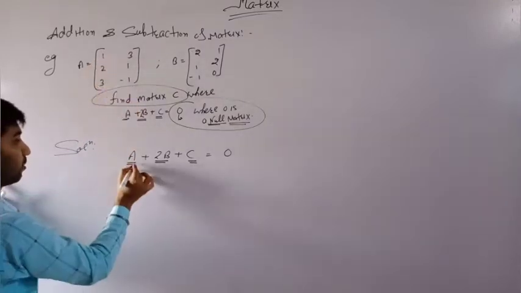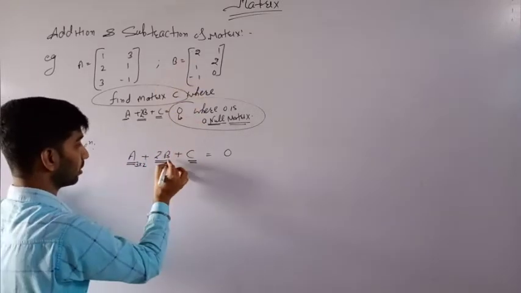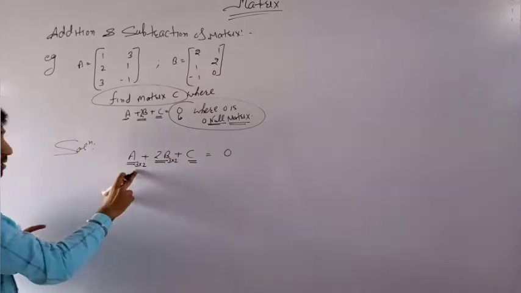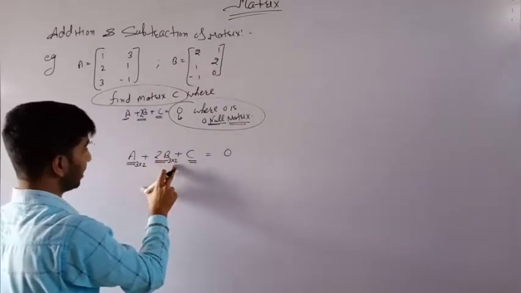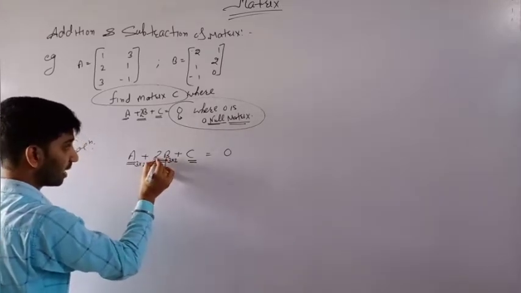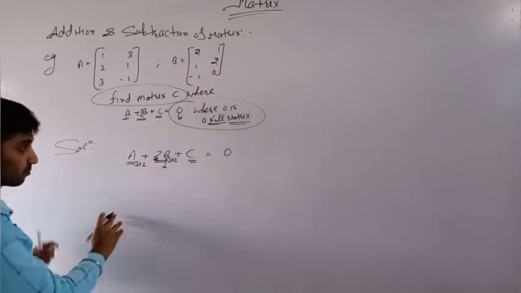1 2 3 row, 2 column. Order of B is 3 row, 2 column. Order of A is 3 multiply 2. Order of B is 3 multiply 2. If a matrix is multiplied by any scalar number, then there is no effect on the order.